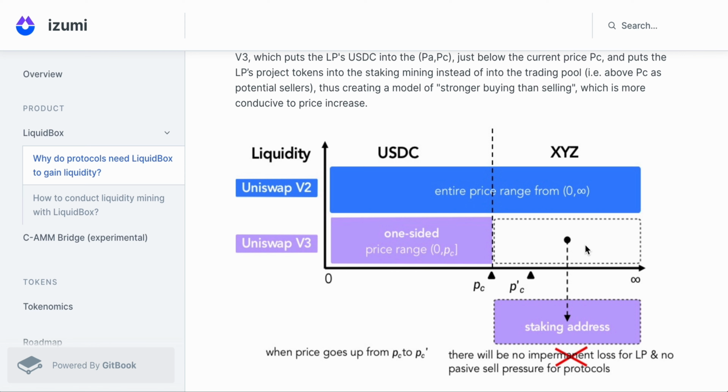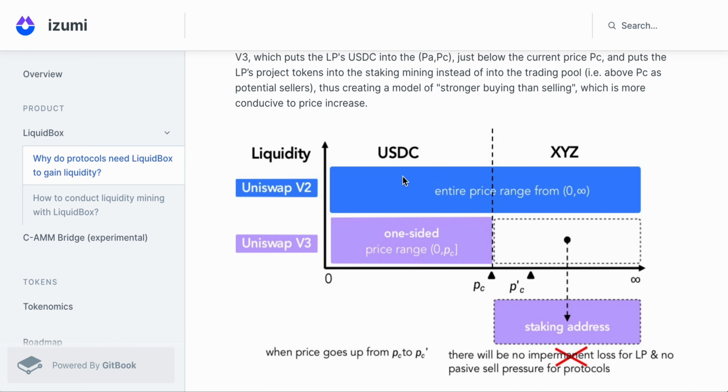Here is an example to explain one side. There is an XYZ USDC trading pair here. In Uniswap V2, XYZ token and USDC should be invested in the liquidity pool proportionally. However, in one side, Izumi Finance will not put all the assets into the liquidity pool, but will deposit half of the assets in the Uniswap V3. In this case, it is USDC.